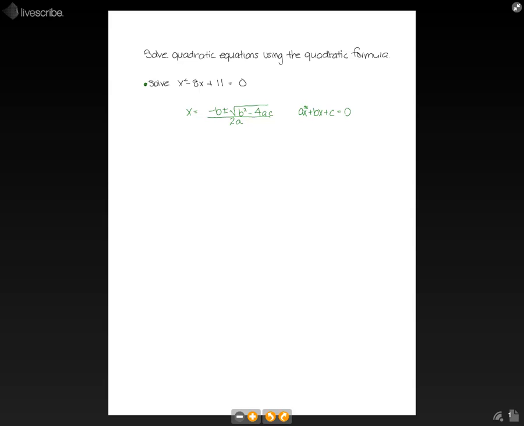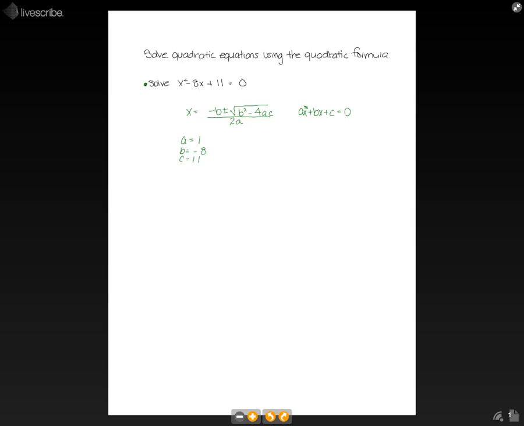For this question, we're asked to solve x squared minus 8x plus 11 equals 0. So the first thing we're going to want to do is identify our a, our b, and our c. So a equals 1 because the coefficient of x squared is 1. b equals negative 8. And c equals 11.